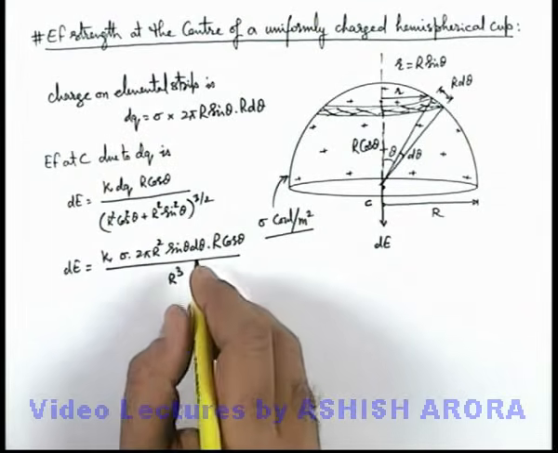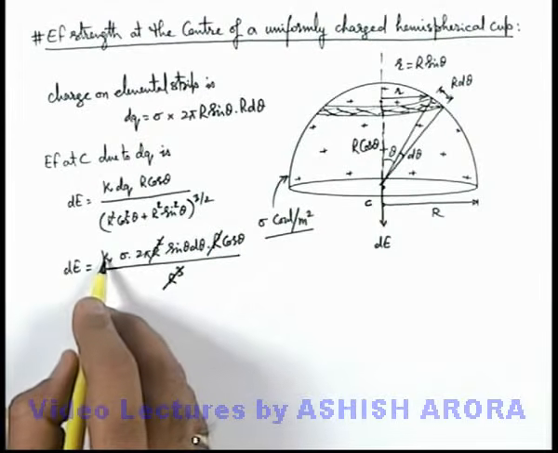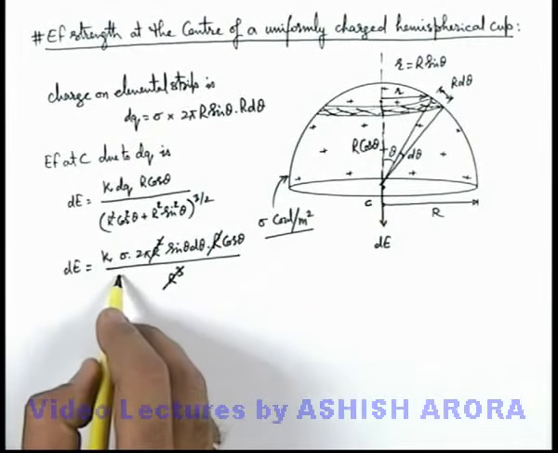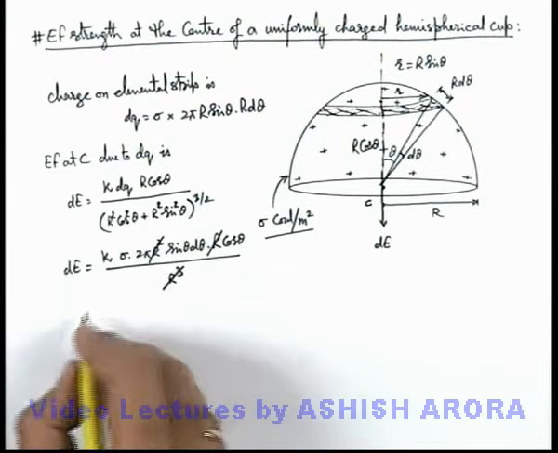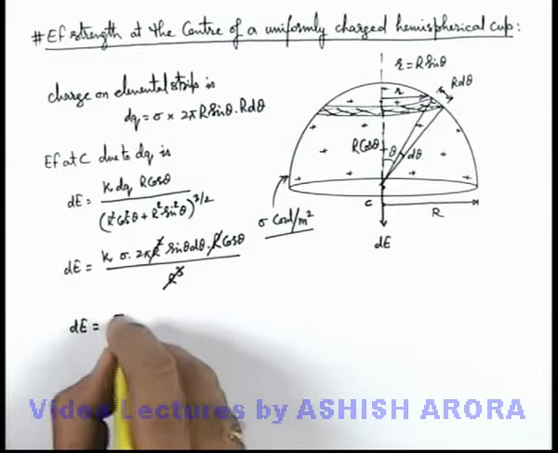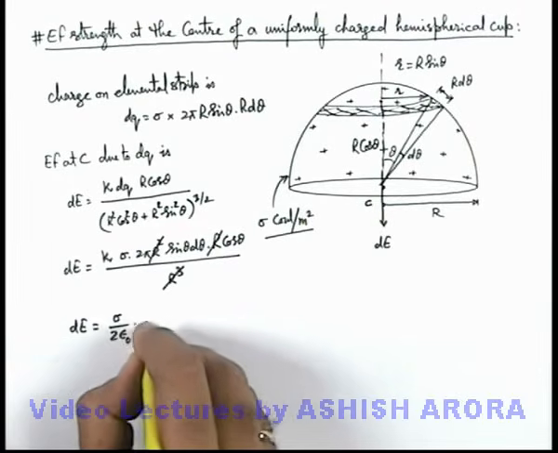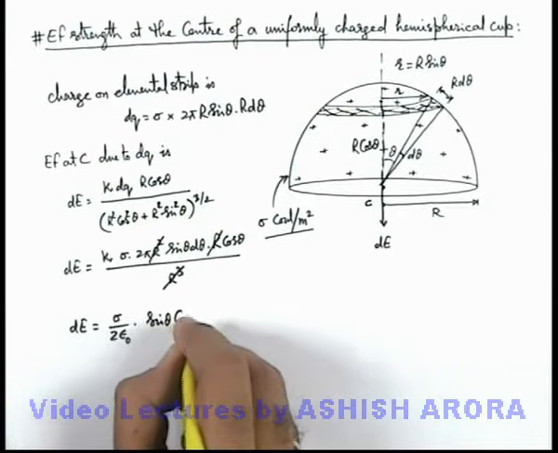Here you can see this r cube gets cancelled out. If we substitute k as 1 by 4 pi epsilon naught, here pi and 2 also get cancelled out, then this dE can be written as sigma by 2 epsilon naught multiplied by sin theta cos theta d theta.